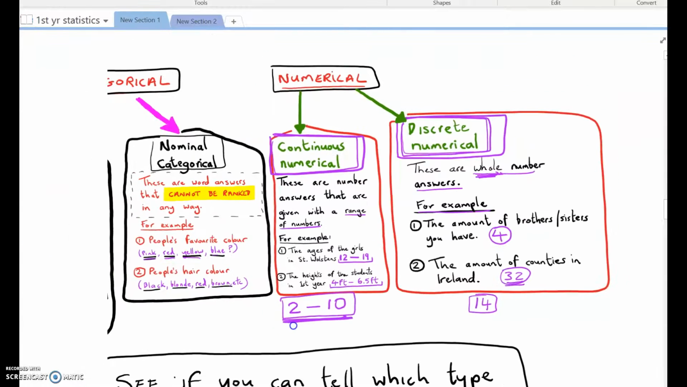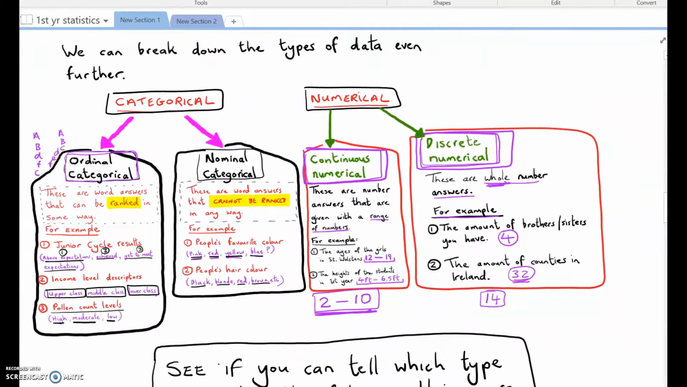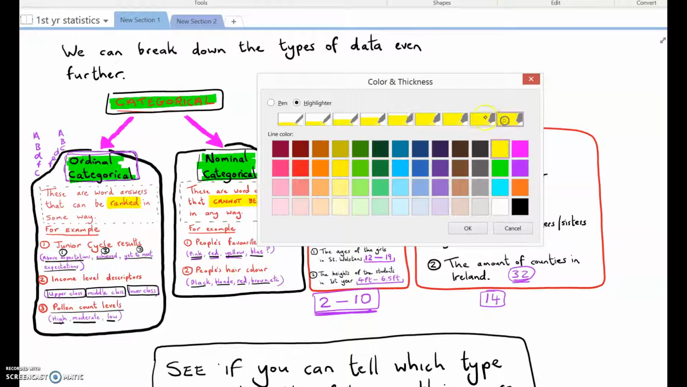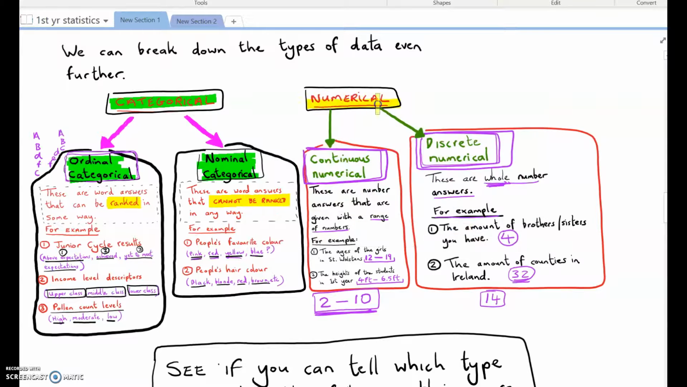So let's just zoom out here and see that again. The 4 different types of data. You've got categorical answers. They're word answers. And it can be broken up into ordinal categorical or nominal categorical. Ordinal categorical is when you can rank the word answers. Nominal categorical is when you can't. You've also got, let me get a different color highlighter, you've also got numerical answers. And they can be broken up into 2 different parts. You've got continuous numerical, where you're talking about a range of numbers.